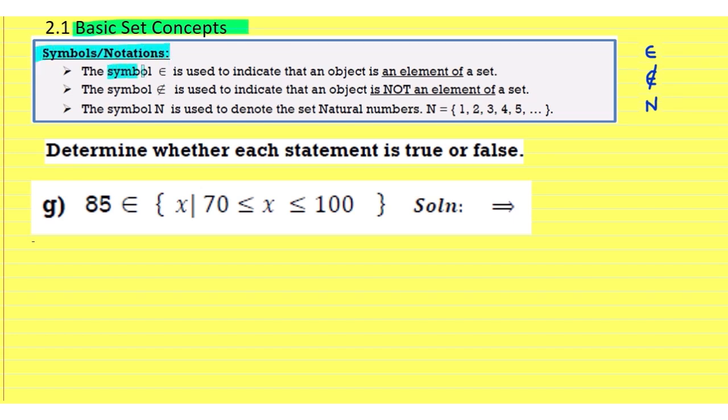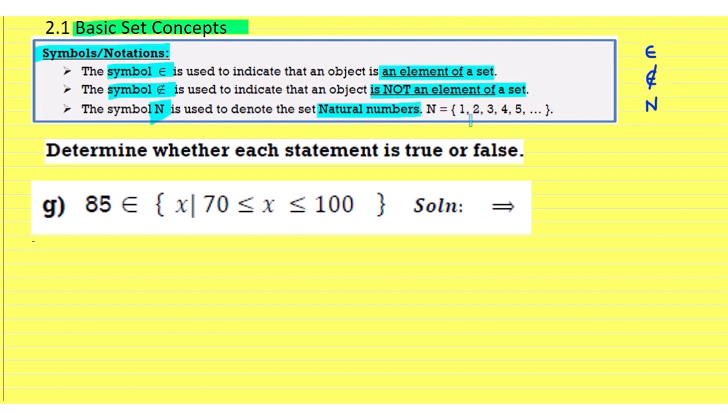We're going to be talking about some basic set concepts, specifically with regard to symbols and notation. The symbol that looks like a round E means "is an element of" a set. The symbol that looks like an E with a line drawn through it means "is not an element of" a set. And the symbol N stands for natural numbers.